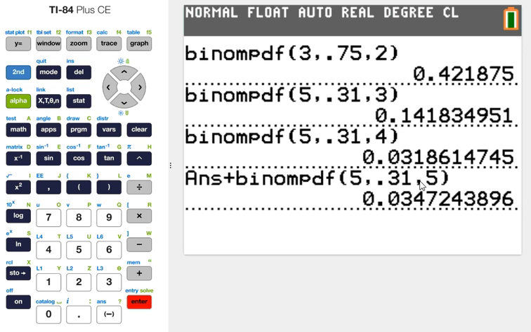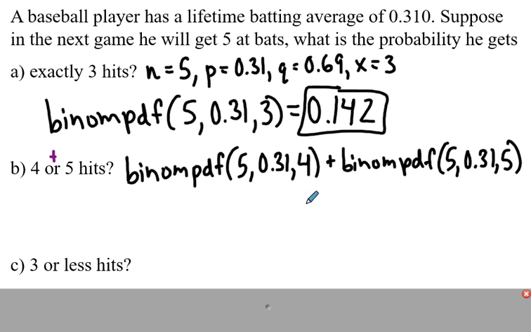You'll see I can use this now to know, hey, when it was 4 successes, I had a 3.1% chance. Now with 5 successes, I have a 3.4% chance. It only went up by 0.3, not very much, because it's highly unlikely that they're going to get all 5 hits in 5 at-bats. So total 0.035, maybe if I round it, 0.035.